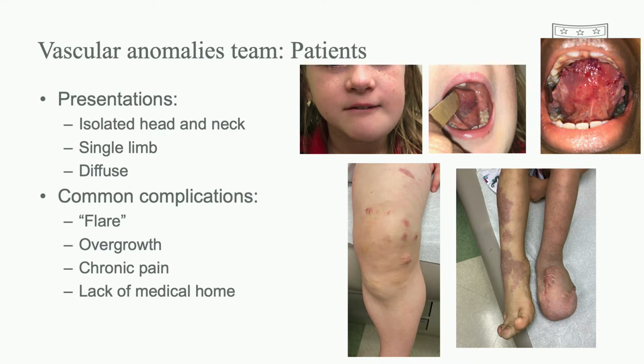Similarly, you can have isolated lower extremities. This patient has a mixed venous and lymphatic malformation just around the knee joint, and you can see there's obviously the malformation underneath the surface, and it pokes through with these little lymphatic blebs here, those little red spots. The reason this matters is a couple reasons.